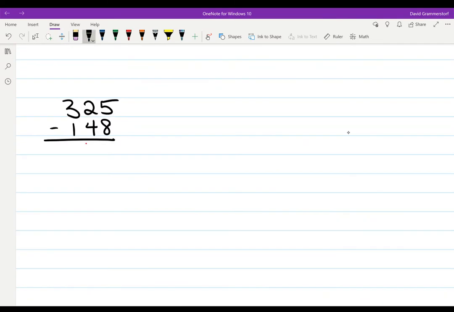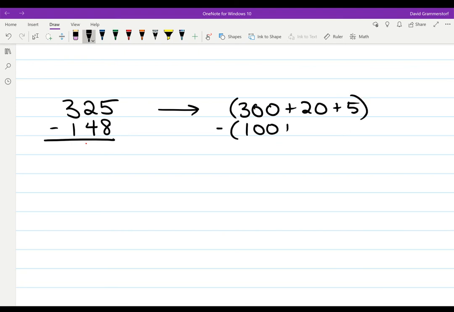325 minus 148. I'm going to rewrite that in expanded form. And I'm subtracting 148. I'll write that in expanded form. And right away, I see the difference with this example because in the ones column, I can't do 5 minus 8. I can't take 8 away from a group of only 5, right? It's not enough. So I need to go next door and do some regrouping. So I'm going to take 10 away from the tens column and add it into the ones. Okay, I can do 15 minus 8.